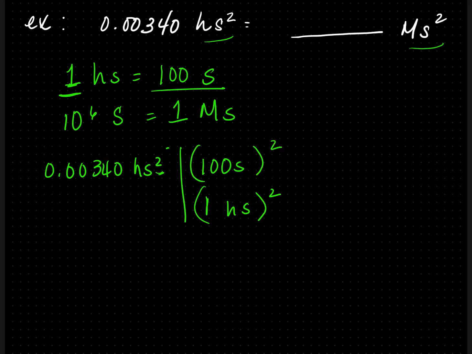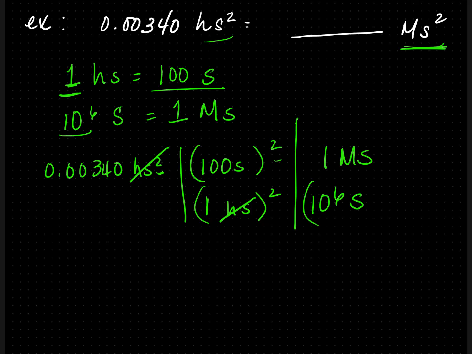When I do that, the hectosecond squares cancel out. We're left with second squared, but we don't want the answer in second squared. We want it in megaseconds. So I continue on. We're going to write it as just seconds. We know there are 10 to the 6 seconds in 1 megasecond. It has to be squared, so I'm going to square the top and the bottom.